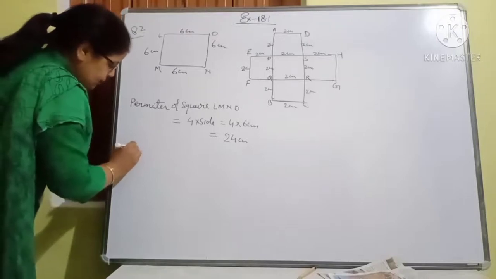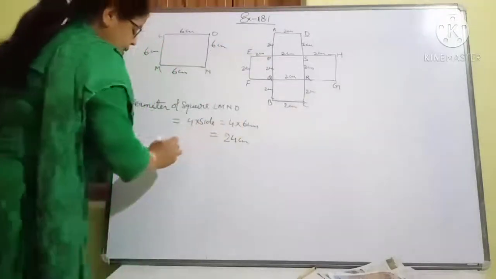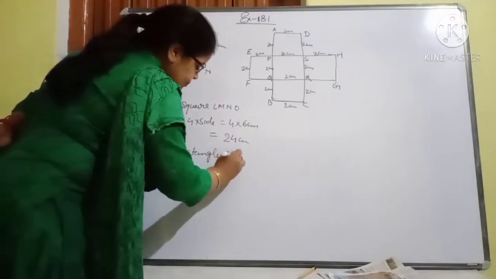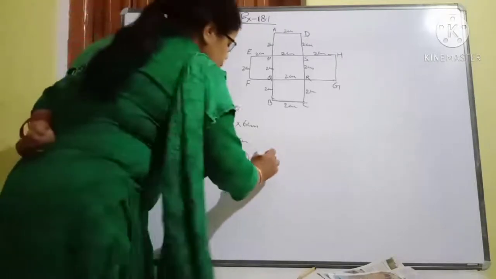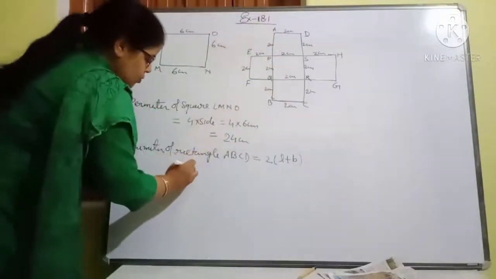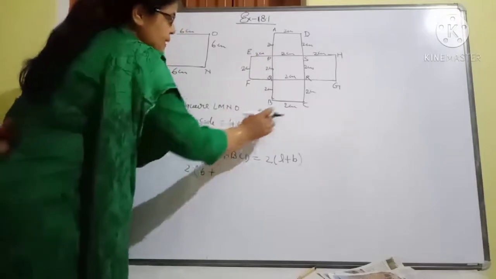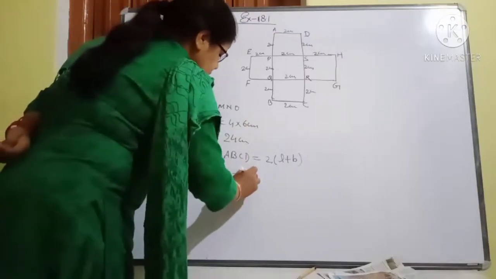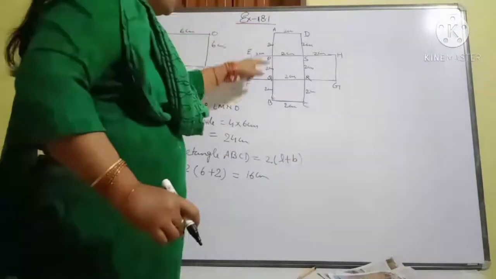See that perimeter of ABCD, which forms a rectangle. Perimeter of rectangle ABCD is equal to, what is the formula for perimeter of a rectangle? 2 into length plus breadth. How much will its length be? AB, 2 plus 2 plus 2, how much? 6, and plus breadth is how much, beta? 2. 6 plus 2, so it will be 8. 2 into 8 is 16 centimeter. So in this way you have found the perimeter of ABCD.